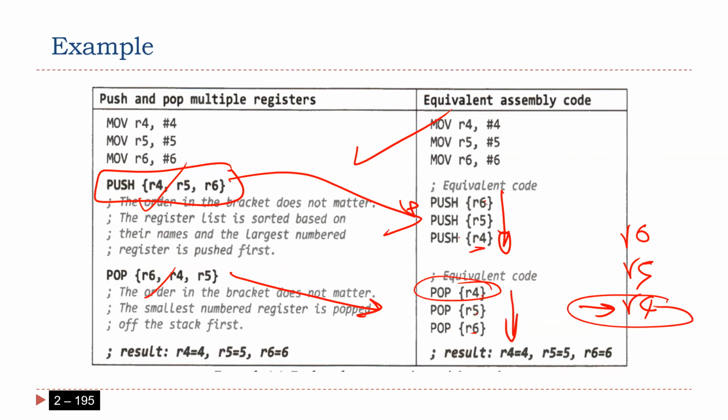Because it's last in first out. So if you want to take the same values back, if you push 6, 5, 4, when you pop, you have to pop 4, 5, 6. That way every register is going to take its own value back. Any questions? Okay, that's enough for today.